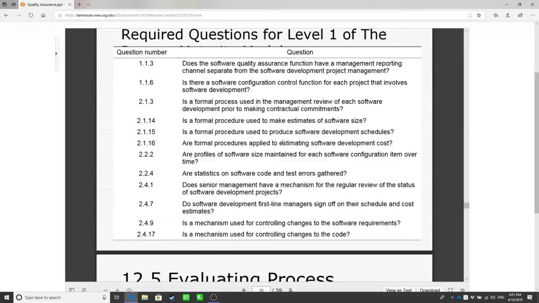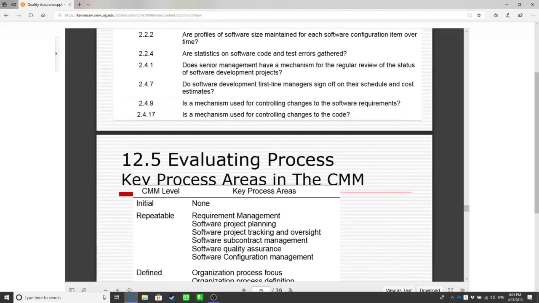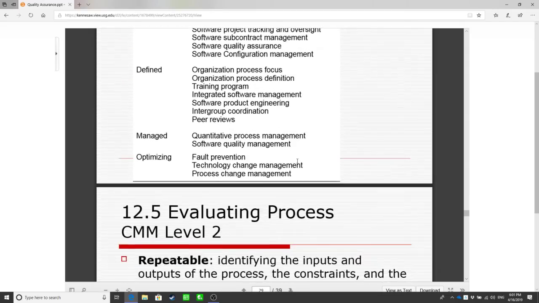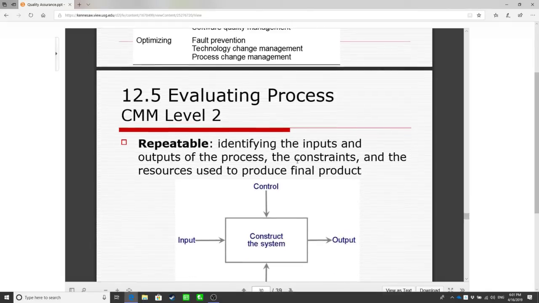Therefore, most of the time in the course, in school, you are actually doing CMM 1. So we do have a process, but it's pretty random. Okay. So what is really something like CMM level 2?